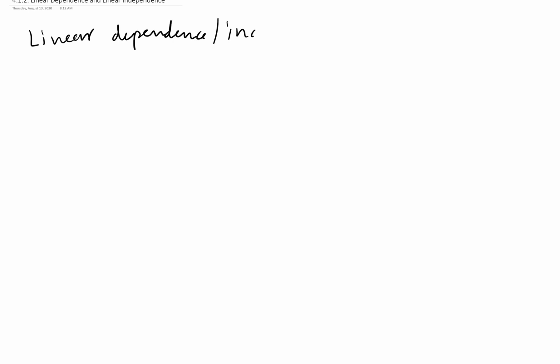This is the second part of section 4.1. In this part, we talk about linear dependence and independence of functions. You're going to see this in Math 26 in linear algebra as well.